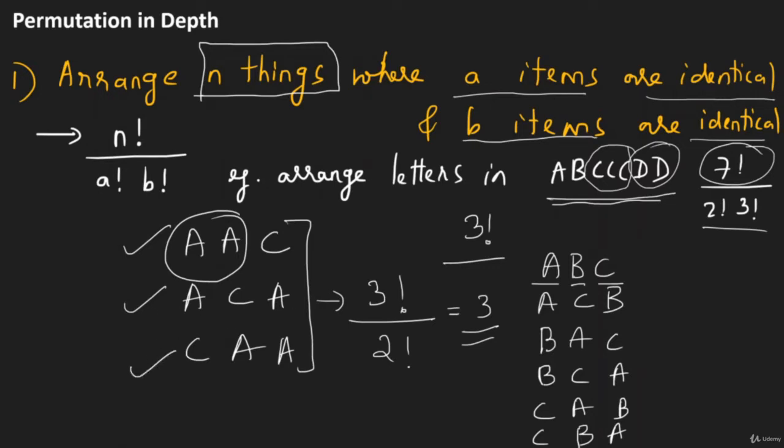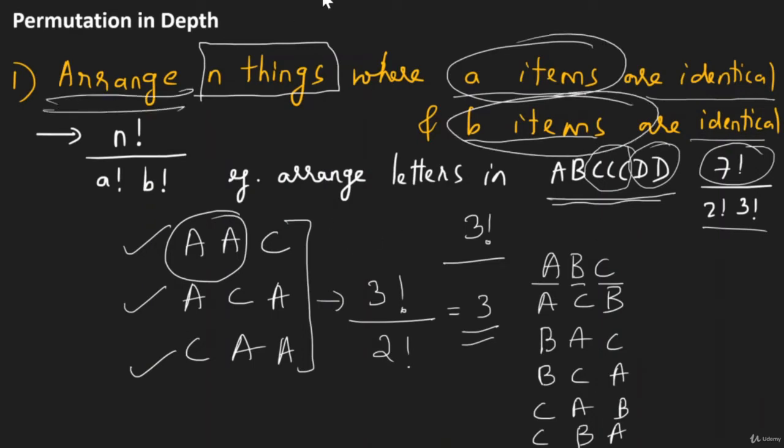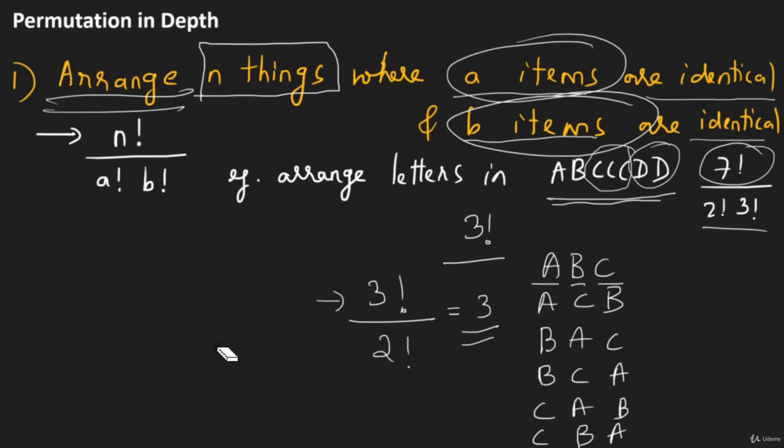Alright, so let's quickly recap. If you have n items and of these n items, A items are of one type and B items are of one type, then the number of arrangements possible is n factorial divided by A factorial into B factorial. Alright, let's move on. We'll see one more type of question in this video. Let me make some space over here.